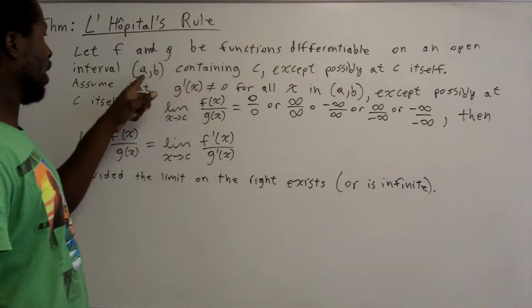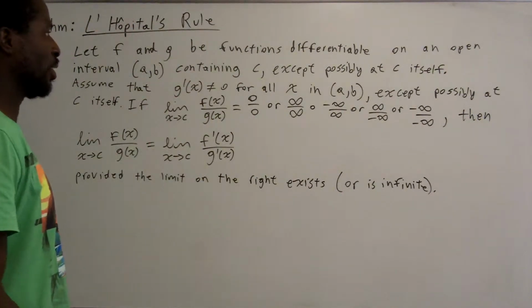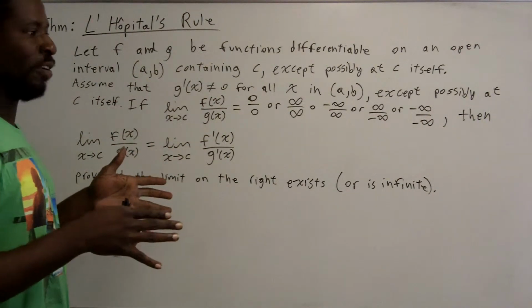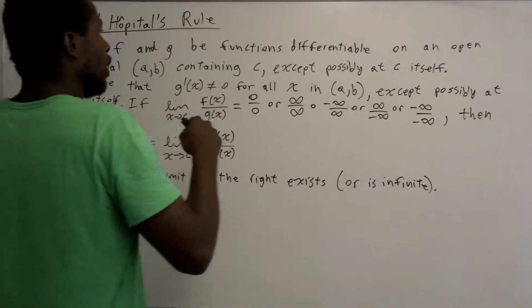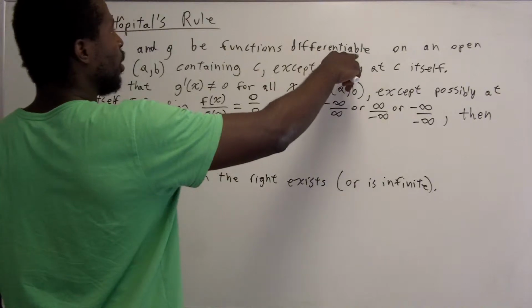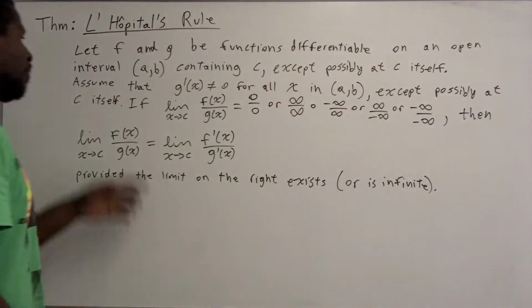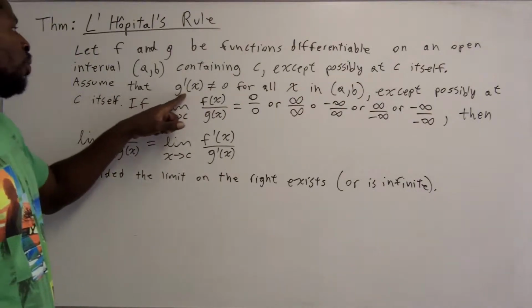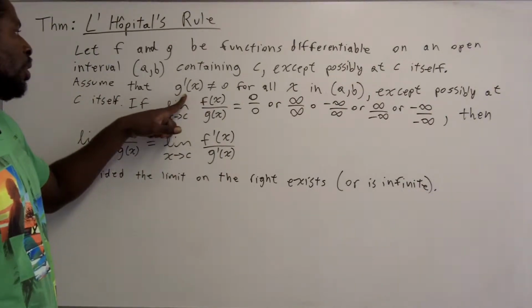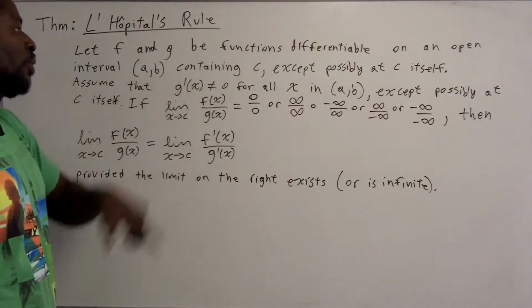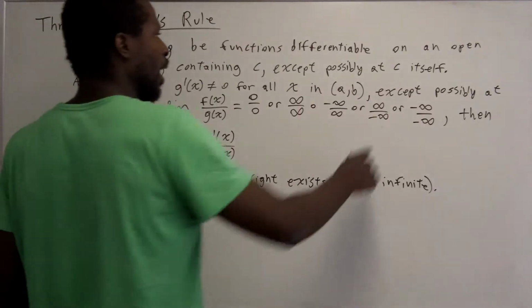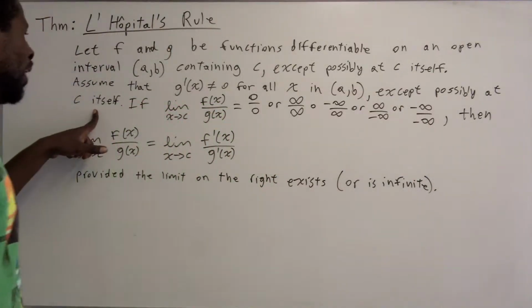And this interval, a to b, contains a number c. So on this interval from a to b, we have a value c. These functions are differentiable on the interval from a to b, except possibly at c itself. We want to assume that the derivative of g on the entire interval is non-zero, and that's except possibly at c.